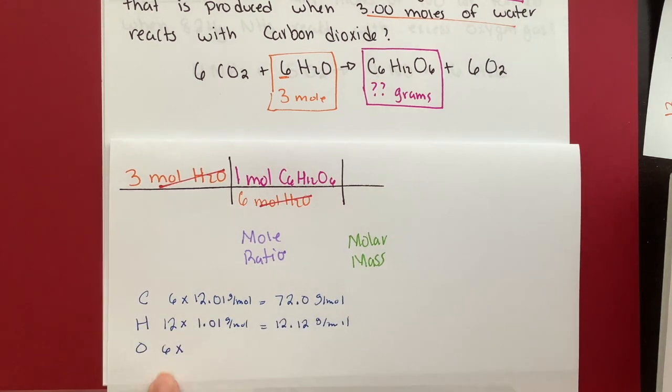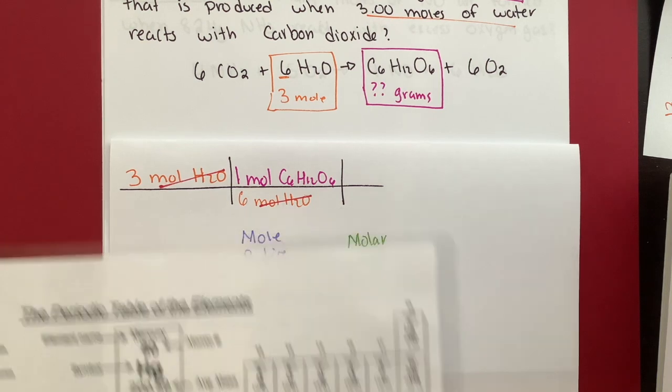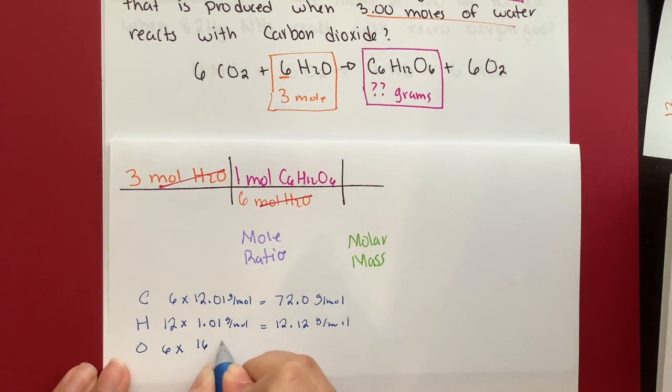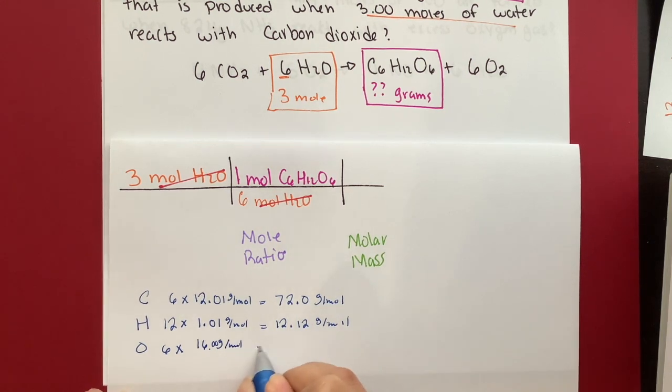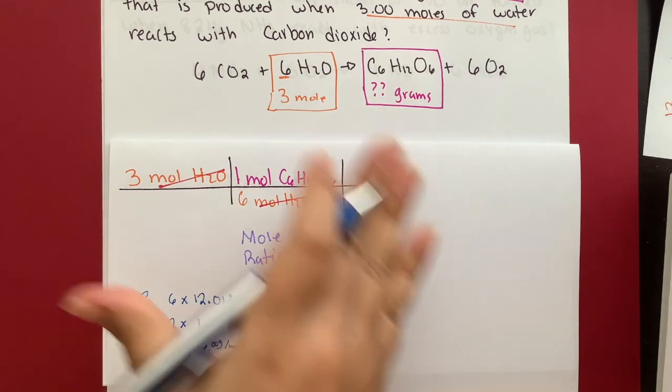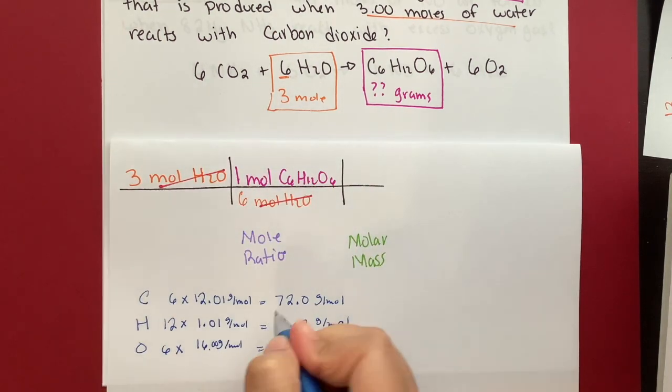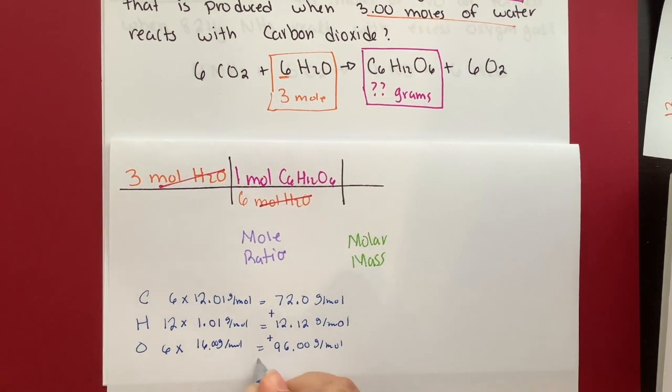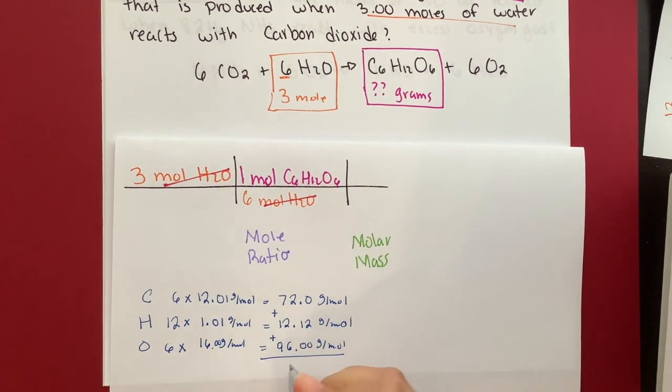And oxygen, I have 6 of them. Each oxygen has a mass of 16 grams per mole. When I multiply, it gives me 96.00 grams per mole. So in order to find the molar mass, the mass of the whole compound, I need to now add all of these separate parts so that it gives me that glucose has a molar mass of 180.12 grams per mole.